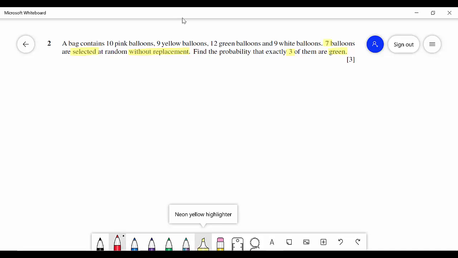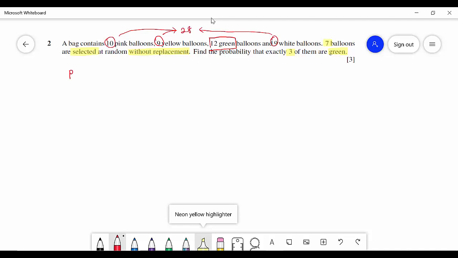All right, so that means you have 12 green balloons here. Okay, and the rest we can consider as other colors. So for the other colors, you need to know the total number of the other color balloons. If you add all of them together, you will see that it should equal 28. Okay, all right. So now you want to get 7 balloons in total, and exactly 3 of them are green. So what is the probability?